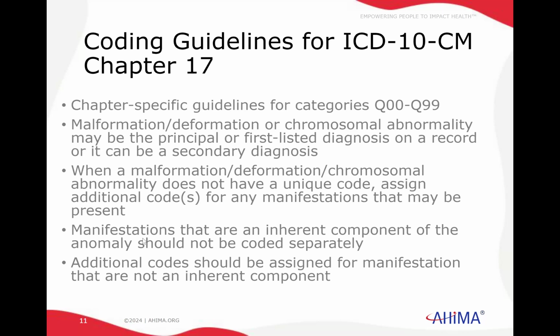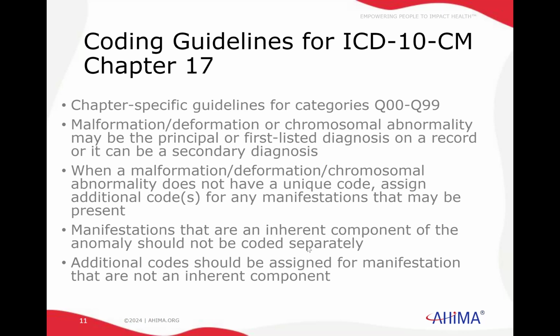And again, touching on what we'll cover a little later this week, manifestations that are an inherent component of an anomaly are not given separate codes. It's kind of like signs and symptoms. If it's an inherent part of that disease, we don't assign a separate code. It's understood to be included. And there are additional codes assigned for any manifestation that is not an inherent component.